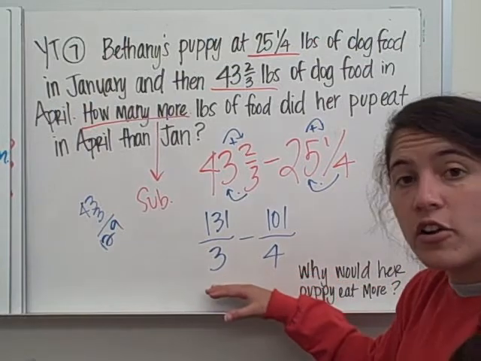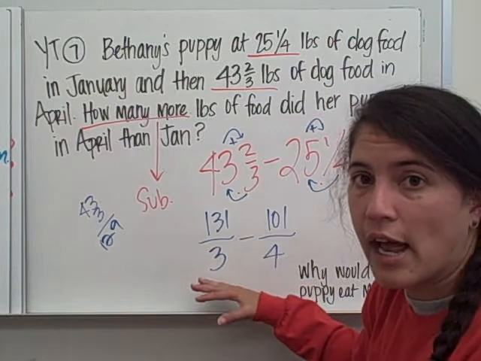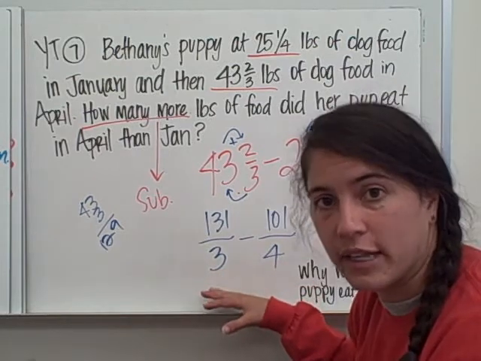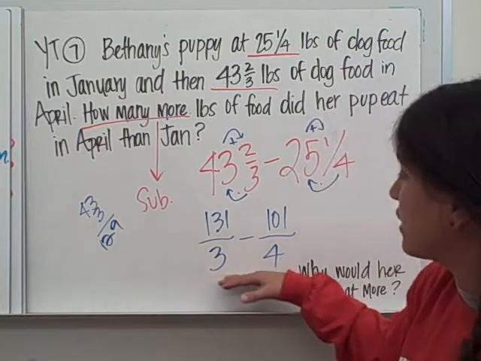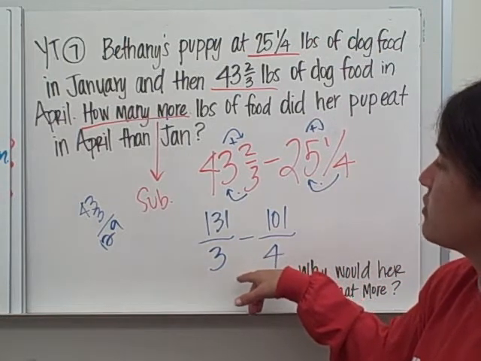And then from here, you would have to find a common denominator, subtract, and then you would get an answer. I'm going to leave you at this point right here for you to find a common denominator and subtract and find out how many more pounds of food.